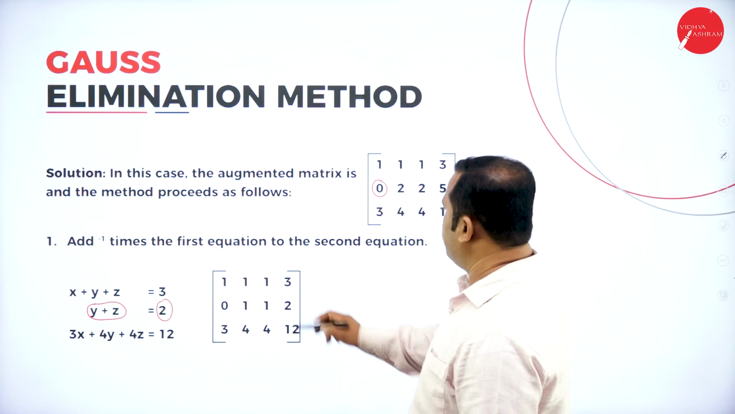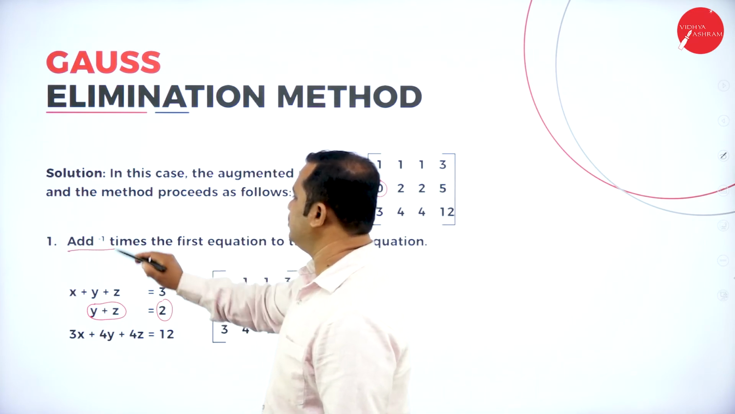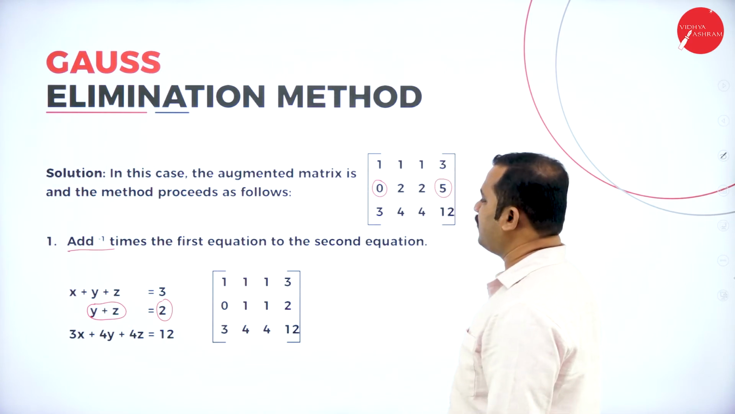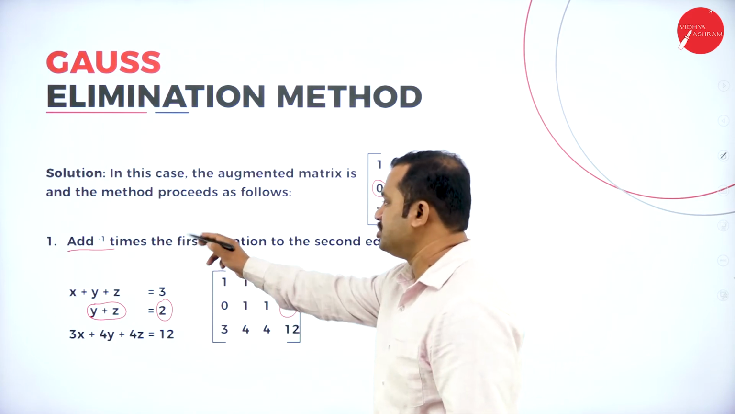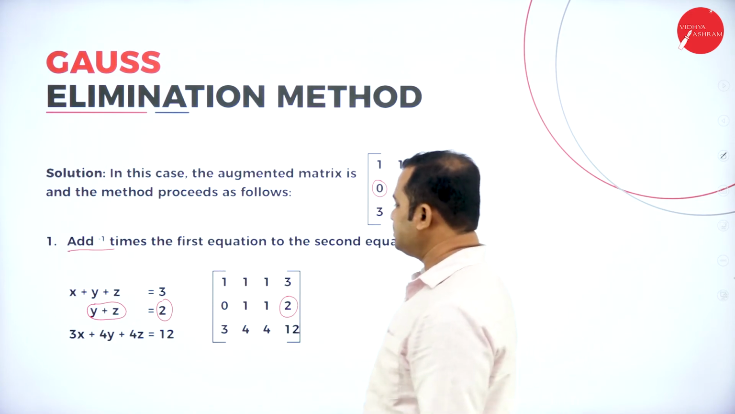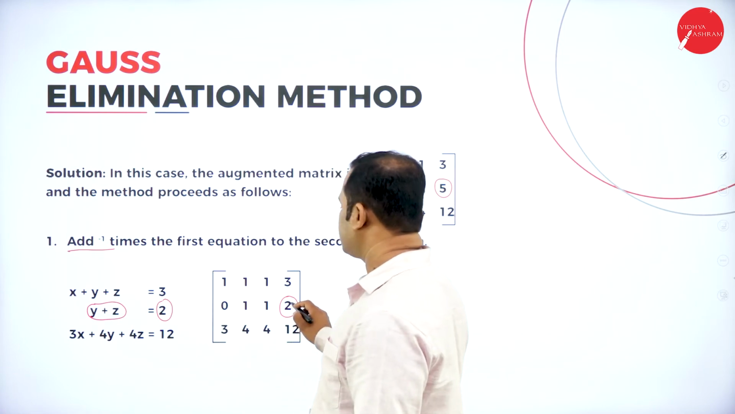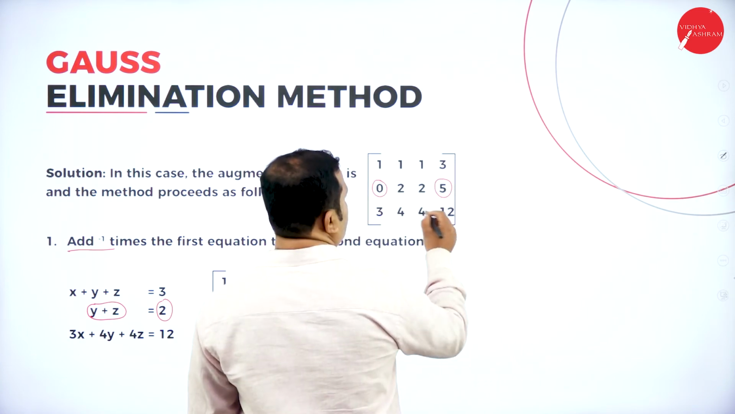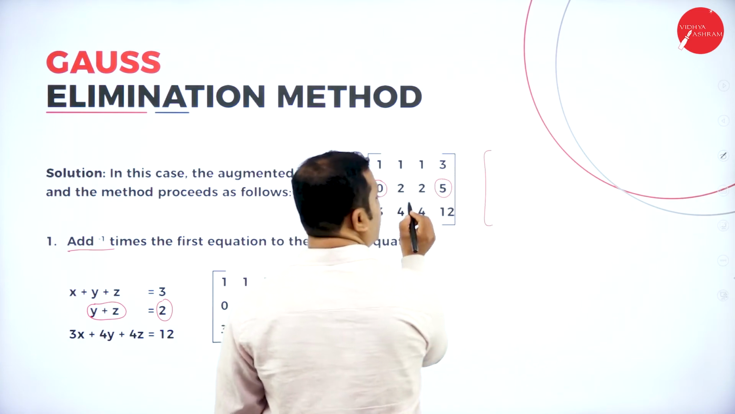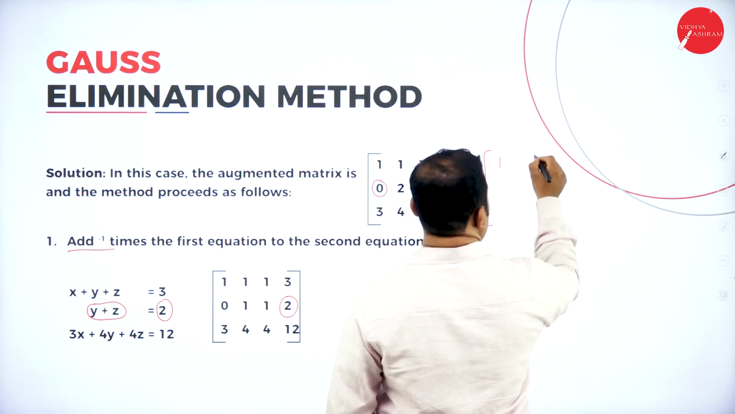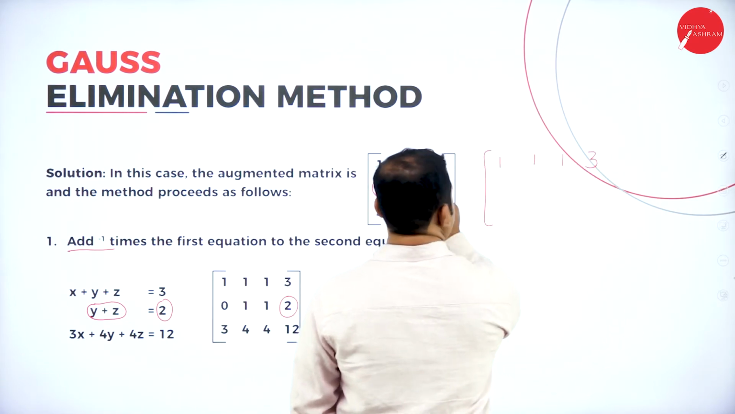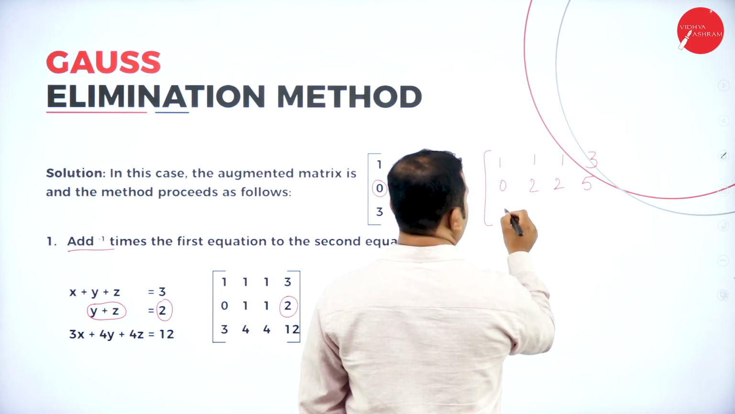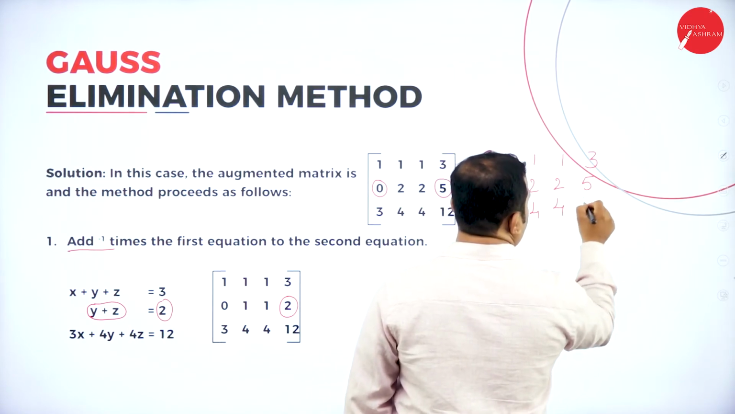Now, after this equation, add minus 1 times the first equation. This is my original value 5, and this is the result of this operation, minus 1. So we have got 2 here in this constant location. Now let me move forward from here. Let me write down the augmented matrix once again: 1, 1, 1, 3; 0, 2, 2, 5; then 3, 4, 4, 12.